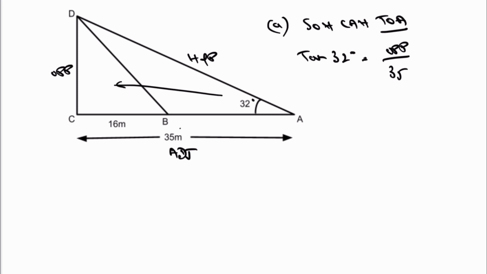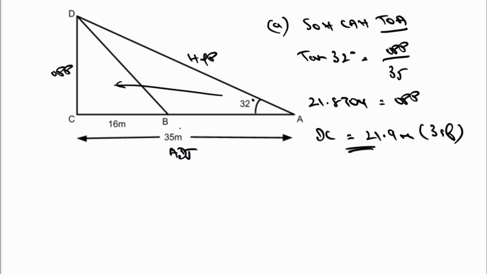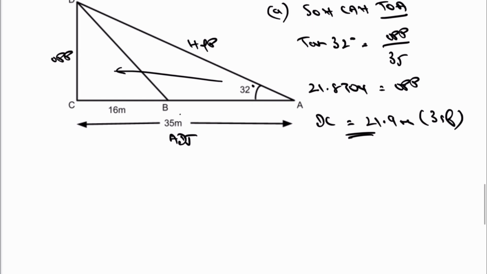So if I multiply both sides of the equation by 35, I'm going to get that 21.8704 equals the opposite. Okay, and to 3 significant figures, it means that DC, which is the bit I'm looking for, is going to be 21.9 meters, and that's to 3 SF, which is the answer to part A. Okay, so hopefully that's been okay for you. Let's move on then to part B.